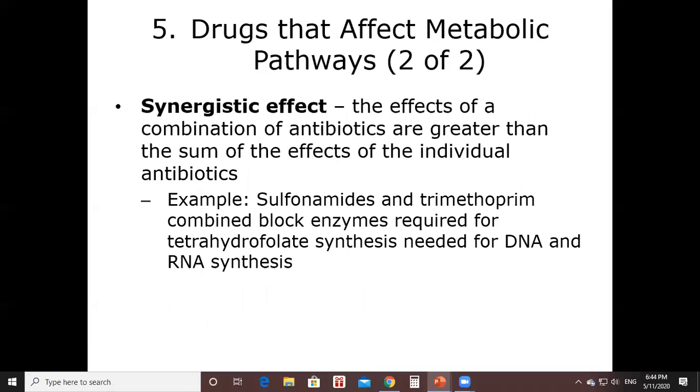So synergistic effect: the effects of the combination of antibiotics are greater than the sum of the effects of the individual antibiotics. So that's just saying that if you have two antibiotics, some of them work together and actually have a stronger effect than each one individually. So that's why we have multi-drug treatment in some situations where the two of them together or three of them together work much better than individually.